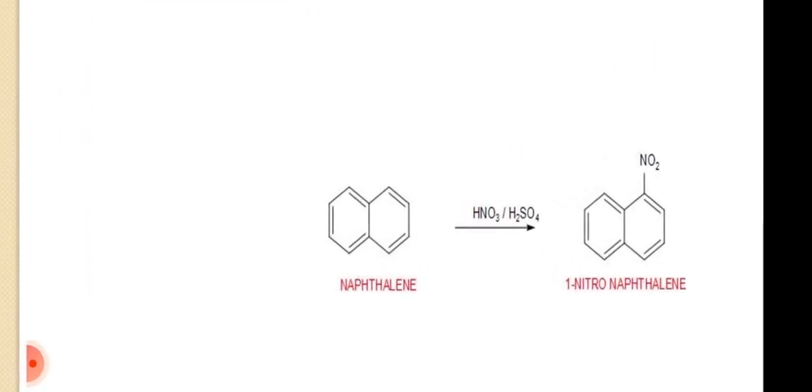The next reaction is the electrophilic substitution reaction. So this is the first example of electrophilic substitution reaction. Naphthalene on reaction with nitric acid and in presence of sulfuric acid forms 1-nitronaphthalene.